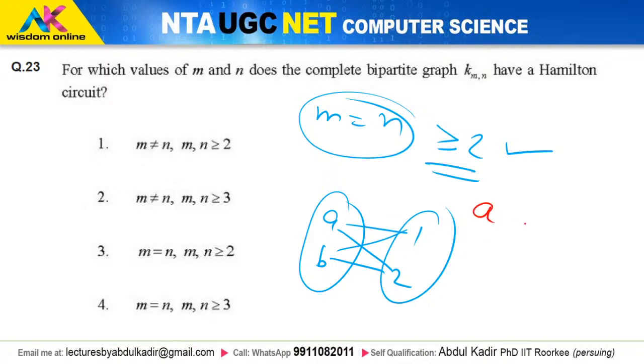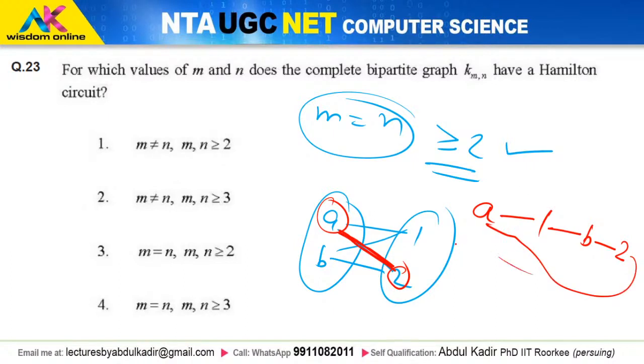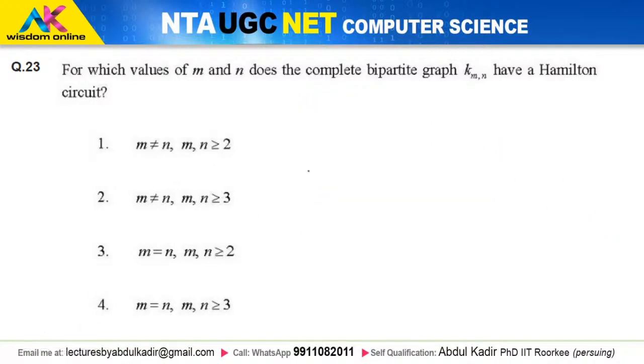How? You can start at vertex a. From vertex a you can go to 1, from 1 you can go to b, from b you can go to 2, and from 2 you can go to a. So you can go like this. So this is a Hamiltonian circuit. You can see that a Hamiltonian circuit will be there when m equal to n.